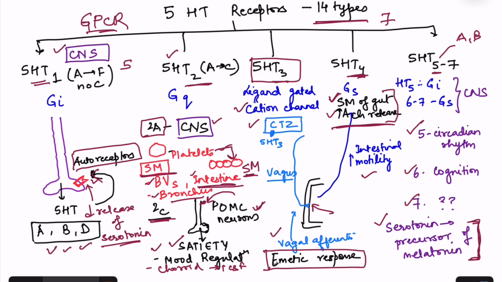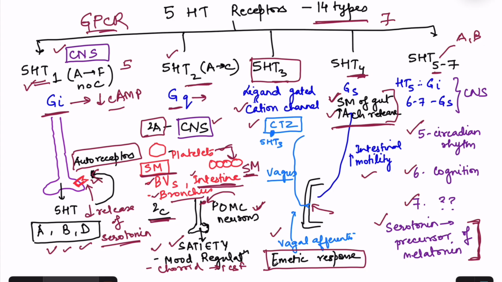Now amongst these different types of receptors, some are excitatory and some are inhibitory. We have seen that 5-HT1 is the autoreceptor, which is decreasing the release of the serotonin. So it is acting as an inhibitory receptor. So this is Gi. So that is going to decrease the cAMP levels. Okay.